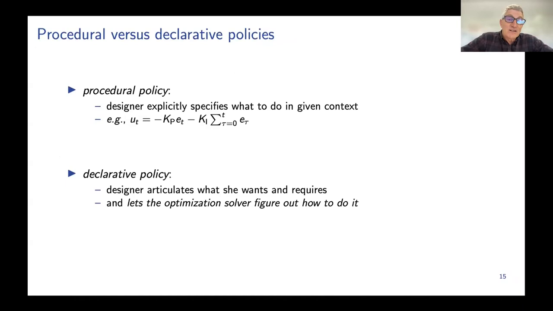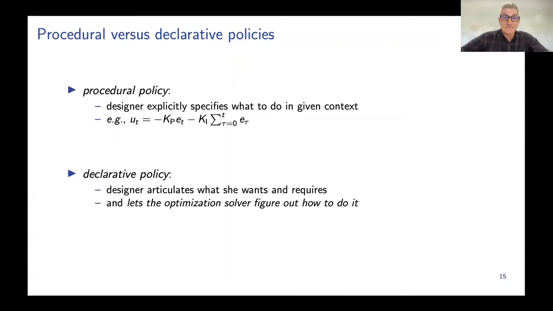So for example, if it's a hybrid vehicle control, it might be a big table that says, if your battery is less than 22% charged, and this and that, then do this. And if that, something like that. Or a very famous example would be PID. So here is a PID control. And it's basically just writing out what it does depending on the context.